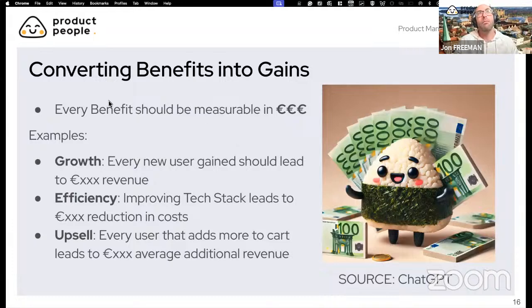On the benefit side, every benefit that you can think of for your initiative could be, would be, should be measured in euros. So if we're thinking growth, every new user gained should lead to some amount of euros in revenue. Maybe not today. Maybe you're in a phase of your organization where you're doing a freemium model of some sort. You're going to be charging money at some point. Look, you could still forecast what those projected revenues could be a year from now, 2 years from now, something along those lines. But the point is, every new user is potentially new value added to the organization.